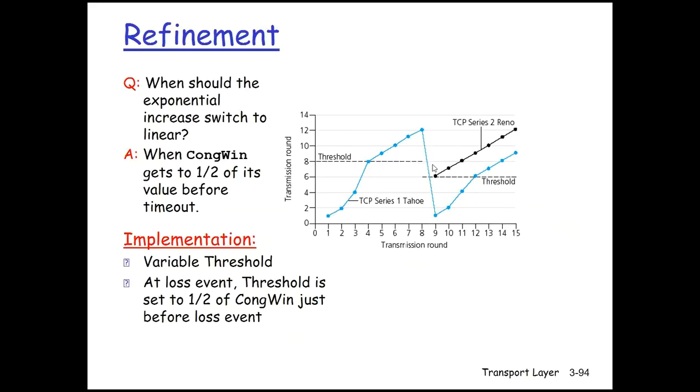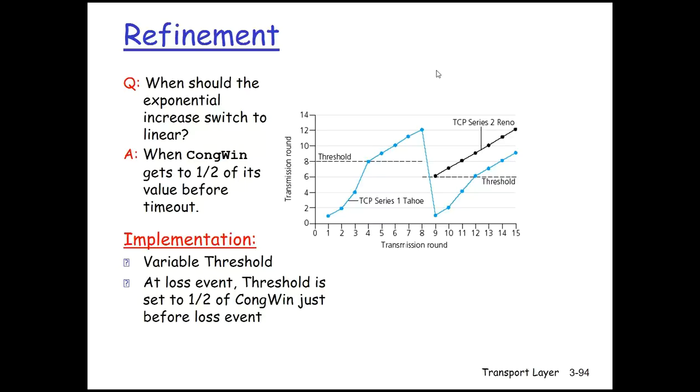Right. So, based on this graph, was this a timeout situation or was it 3 duplicate acknowledgments? That was a timeout. That was a timeout. Why? Explain it to me.